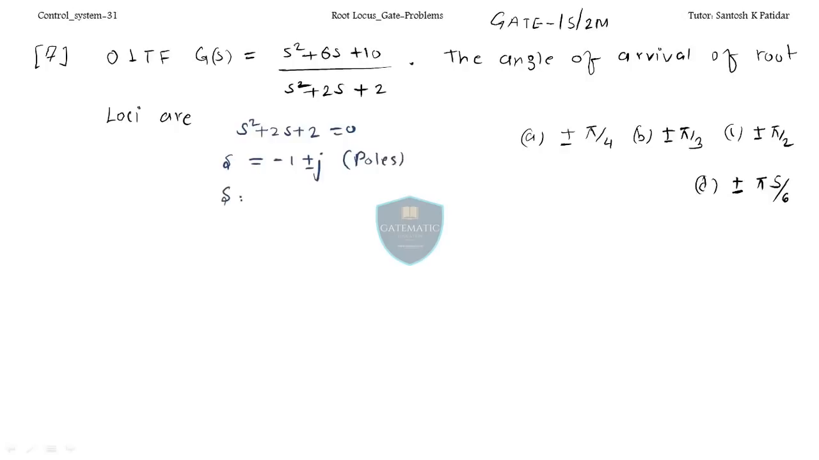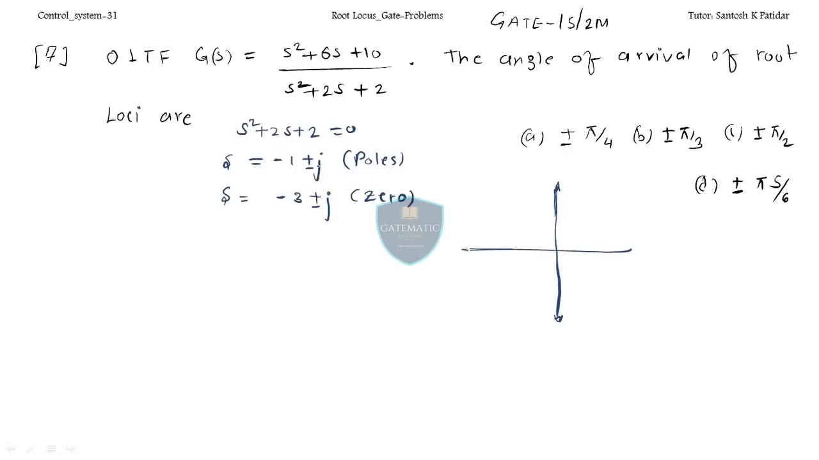These are the poles and the number of zeros. When you correct this, you will get minus 3 plus minus j. So these are your zeros. Draw the graph, or draw these points on the S plane, so the things will be clear to you.